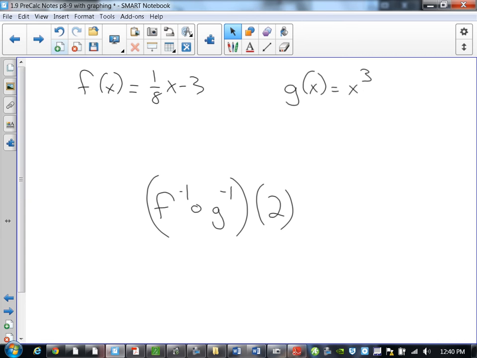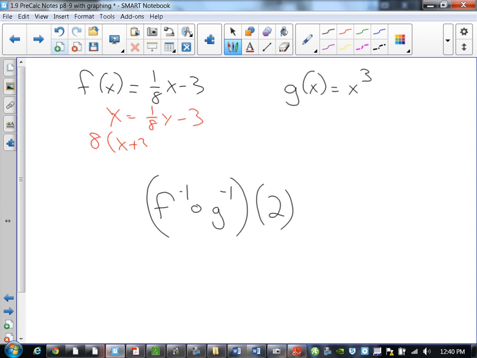So if I'm looking at this problem, the first thing I'm going to do is find the inverse of f, and then find the inverse of g. By now, I'm hoping that finding an inverse is pretty quick and painless. So we have x equals 1/8 y minus 3. So this becomes 8 times the quantity x plus 3 is y. Add 3, multiply by 8.